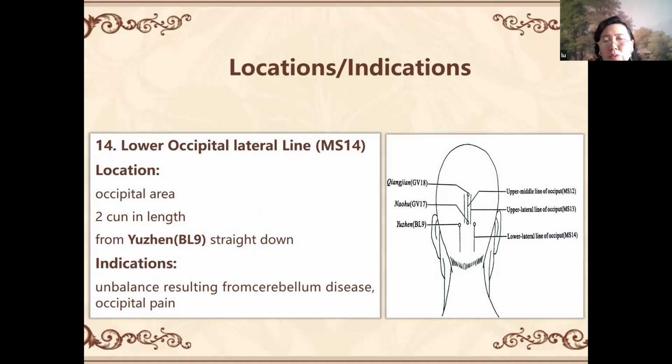And from 玉枕 to 2 cun straight down the meridian. It locates also at the occipital area. It's used for treating the problem of imbalance resulting from cerebral disease, and occipital pain. So this is the location and indication.